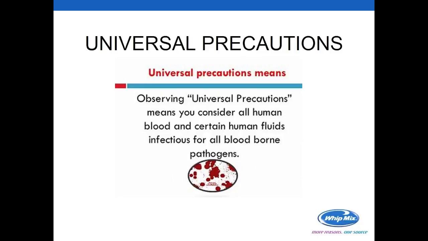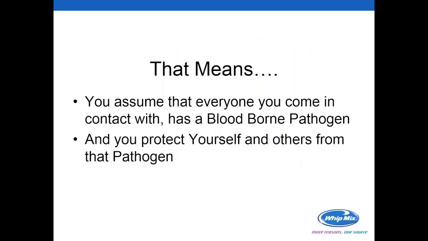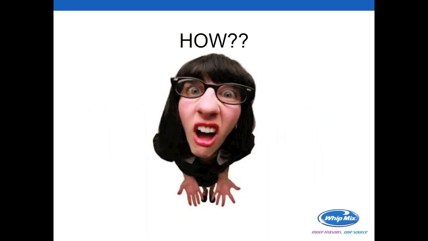So you take precautions against everyone. You can't make the assumption that somebody has no pathogens. It just doesn't work. So let's talk about what we can do. What does that mean? Once again, you assume everyone you come in contact with has a blood-borne pathogen. You protect yourself and you protect others. Now, how do we do this?